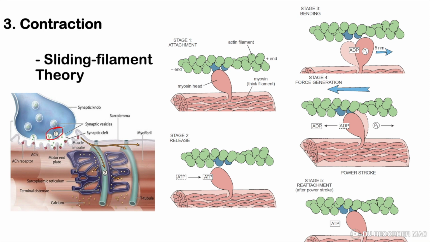So we have the excitation. What happens again? Let's repeat. It's just the action potential, no? Action potential from the brain to the spine to the terminal knob, the synaptic knob, will stimulate the muscle. The action potential will move through the sarcolemma, through the transverse tubules, and it will trigger the release of calcium. And the calcium will now be attached to the troponin. Once it attaches to the troponin, it will allow the attachment of our myosin head and the actin subunit. That's stage 1.